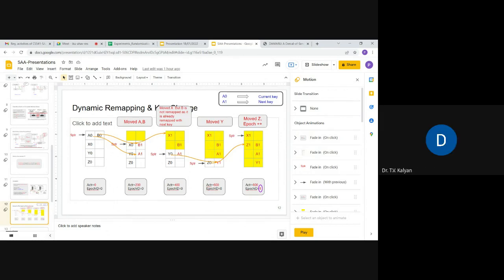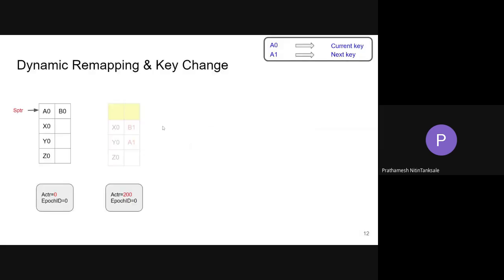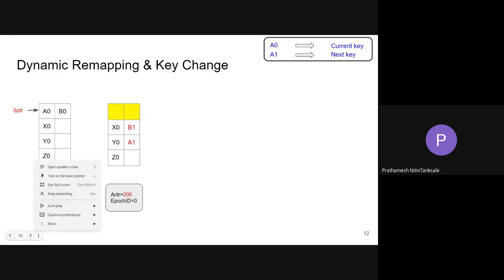No. So the point is they will not be remapped to the same set. Why? Can you please repeat it? So you are saying that, wait a minute, I will just share it again. So what you are saying is this A0 and B0, right? If that gets remapped, that will go into the same set, you are saying, right?